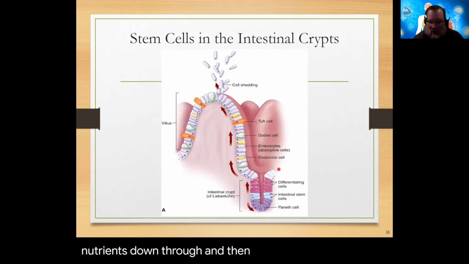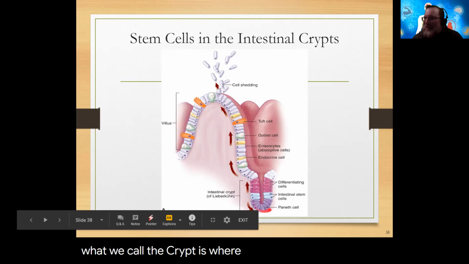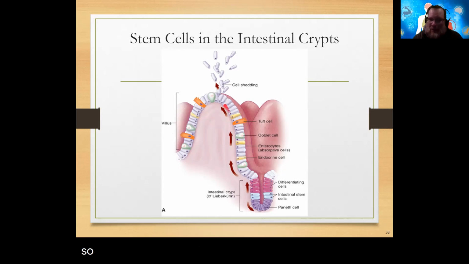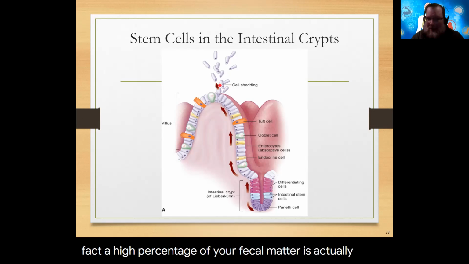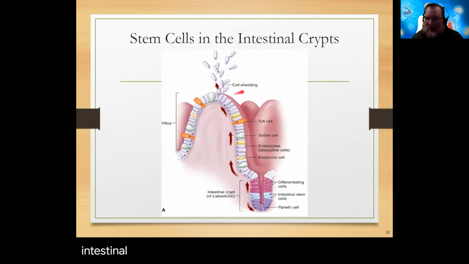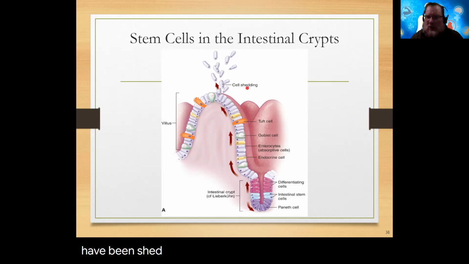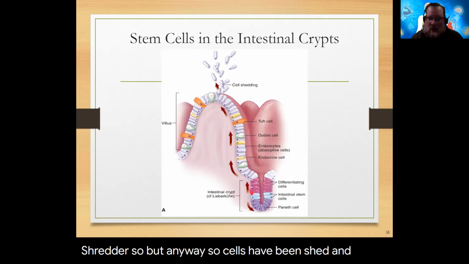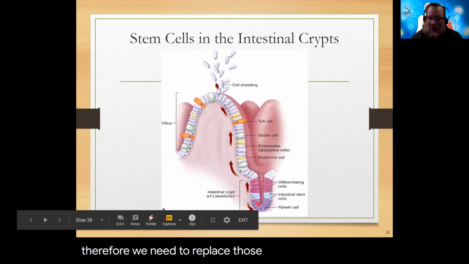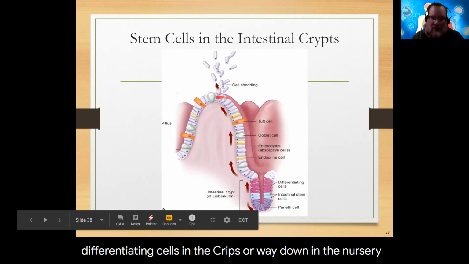And then all the way down in what we call the crypt is the nursery. So as you can imagine, these cells are shedding constantly. In fact, a high percentage of your fecal matter is actually intestinal cells that have been shed. It's like Teenage Mutant Ninja Turtles, right? Shredder. But anyway, cells have been shed, and therefore we need to replace those cells, and that's where we're going to see a lot of stem cells and differentiating cells in the crypts, way down in the nursery. Very well protected.